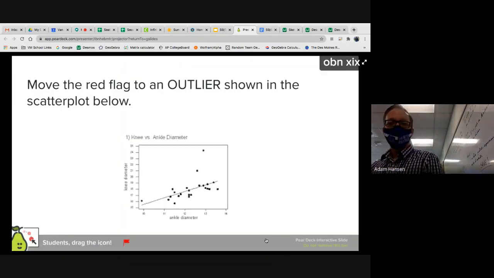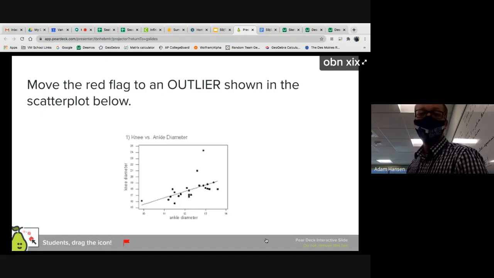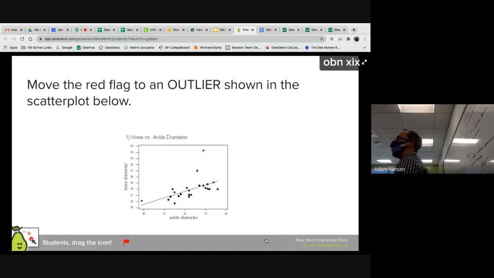I think I had one more slide before I was done here. We'll come back and finish this up tomorrow. Here is one more scatter plot that shows knee versus ankle diameter. Can any change in knee diameter be explained in terms of the ankle diameter?